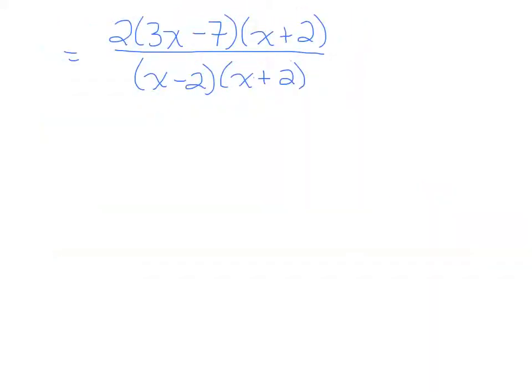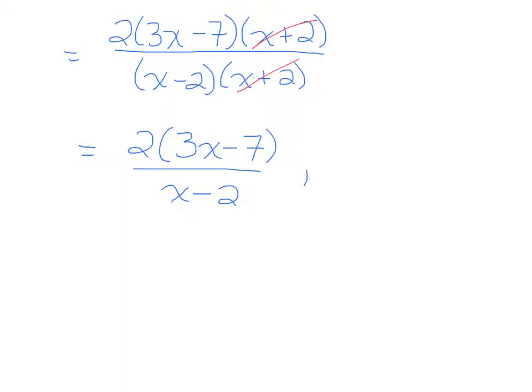At this point we can simplify by crossing off what the numerator and the denominator have in common. They have x plus 2 in common. This leaves me with my simplified form of 2 times 3x minus 7 all over x minus 2, with the restrictions from the very beginning that we said x could not equal positive 2 or negative 2.